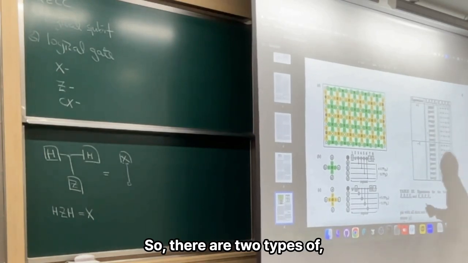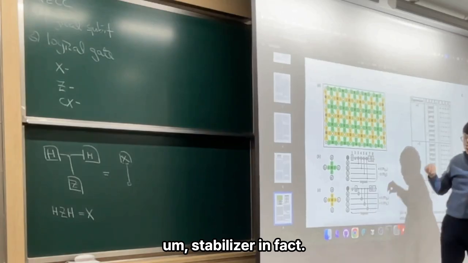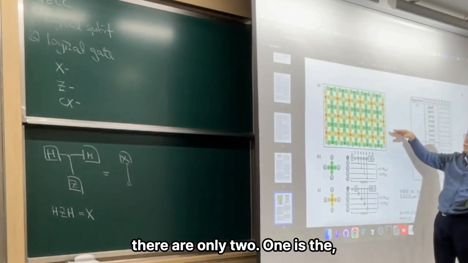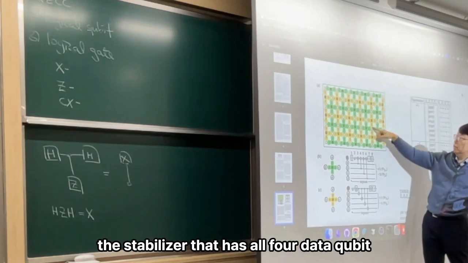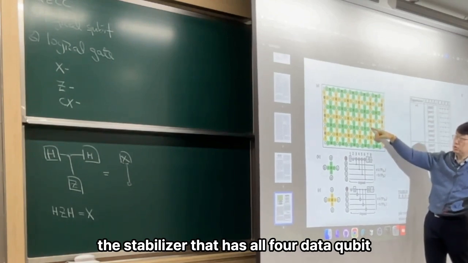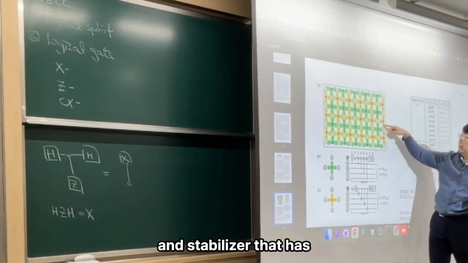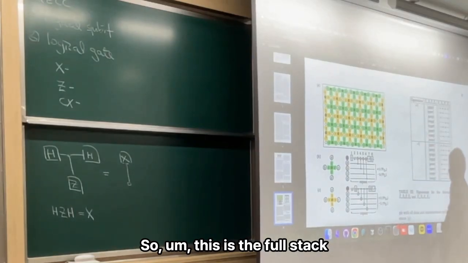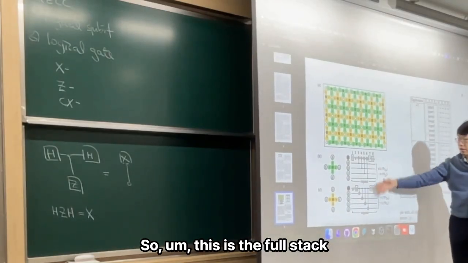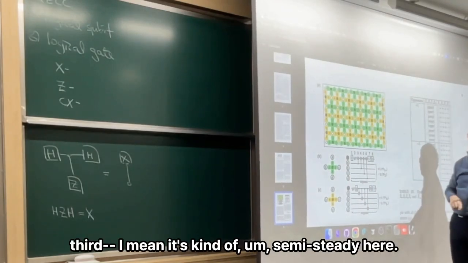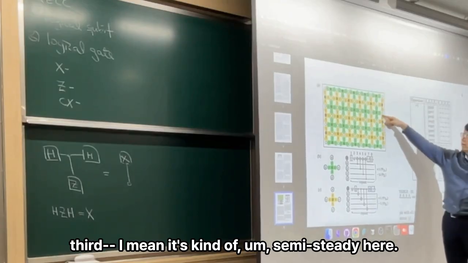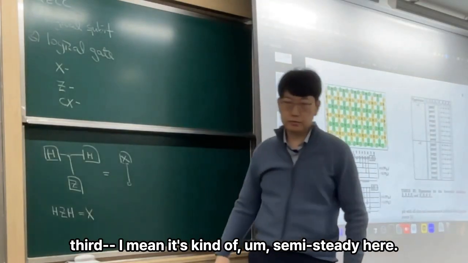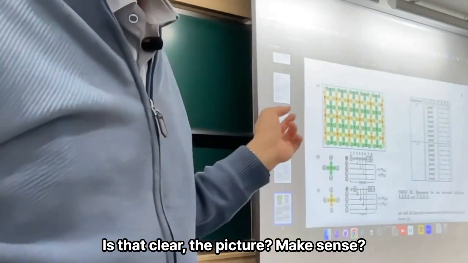So there are two types of stabilizer, in fact. In this case, there are only two. One is the stabilizer that has all 4 data qubits, and the stabilizer that has only 3 data qubits attached to it. So this is the full stack, and this is kind of a semi-stack here. Is the picture clear? Does it make sense?